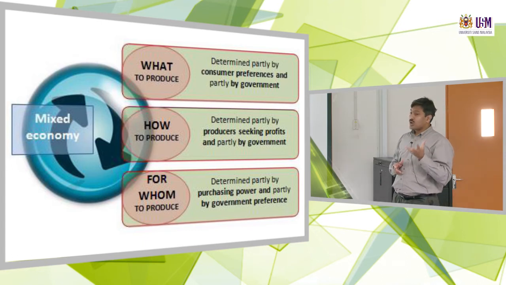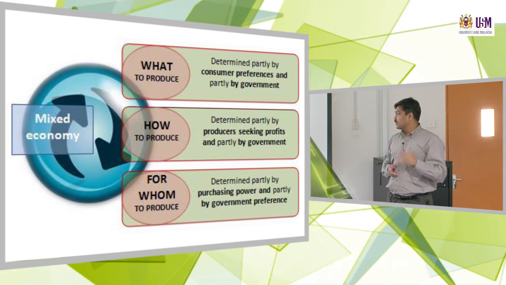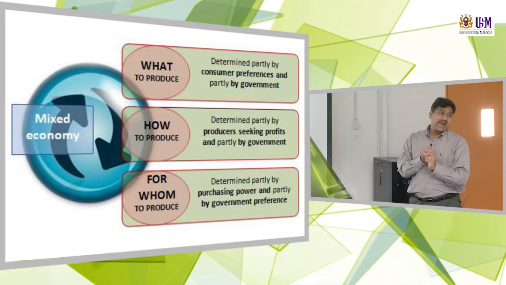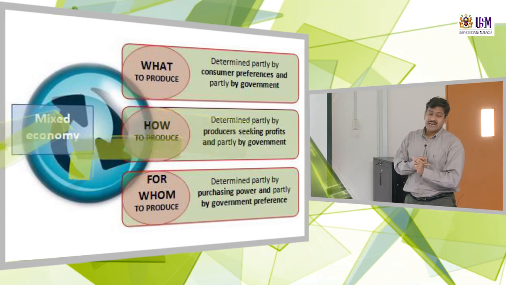So in a mixed economy, what to produce, how to produce, for whom to produce is decided by consumer choices, the government and the market. So you are not alone in deciding anymore. So if that is the case, what kind of welfare state are we talking about?